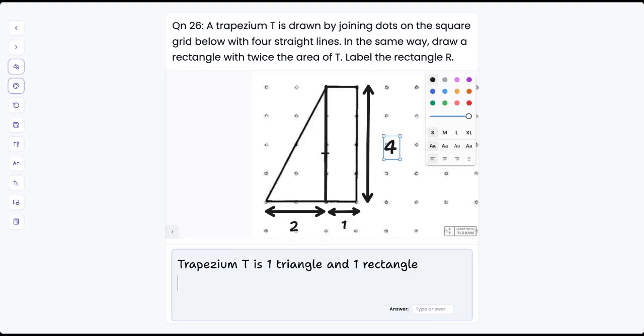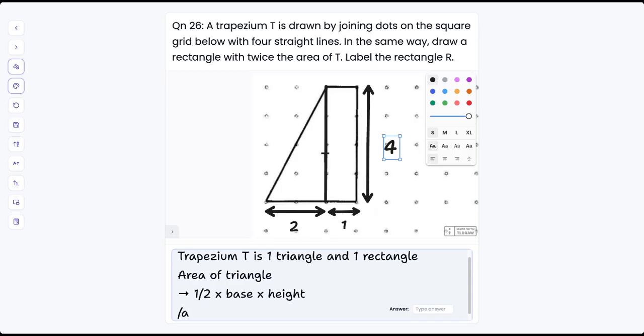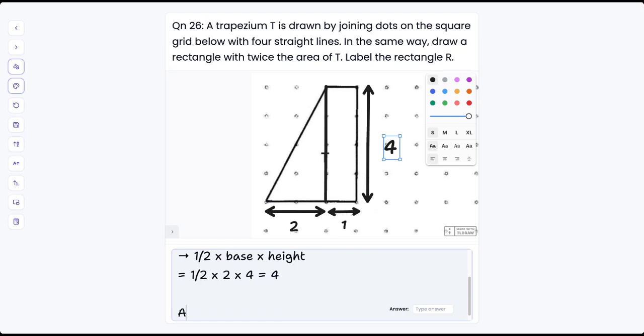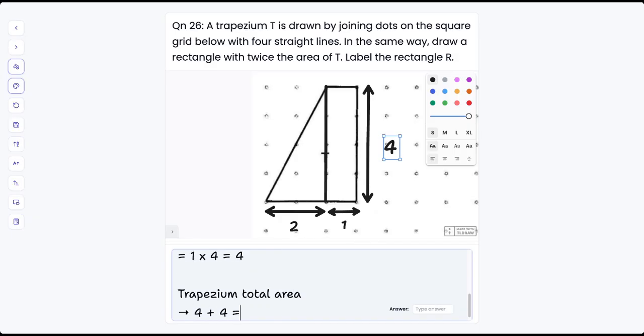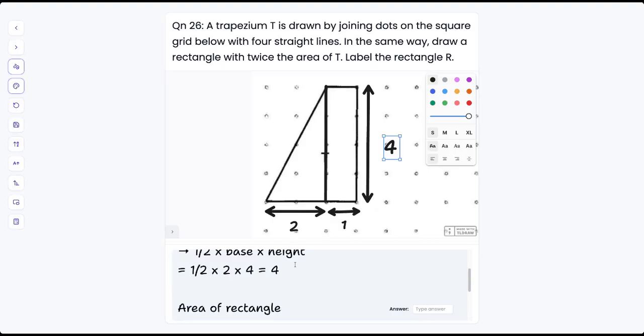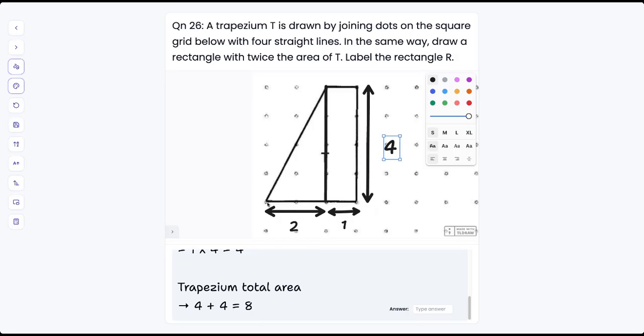So let's go for the area. Area of triangle is equal to half times base times height, which in this case is half times base 2 times height 4, which is just 4. Now the area of the rectangle is 1 times 4, equal to 4. So the total trapezium area is 4 plus 4, which is equal to 8. All right, so now we know that the total trapezium is 8.